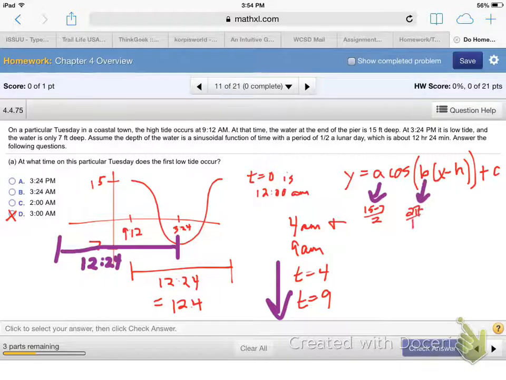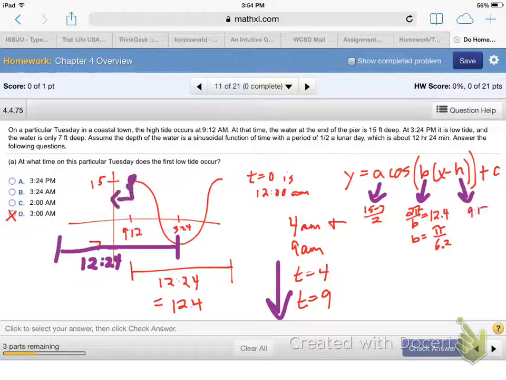The b is always, remember, the part where if you take 2 pi and divide by b, you get your period. We have the period, it's 12.4. So we can do a little equation: 2 pi divided by b is 12.4. That allows us to solve for b. If we swap 12.4 and b and then divide by 2, we get pi over 6.2. That's just simplifying. So that's our b.